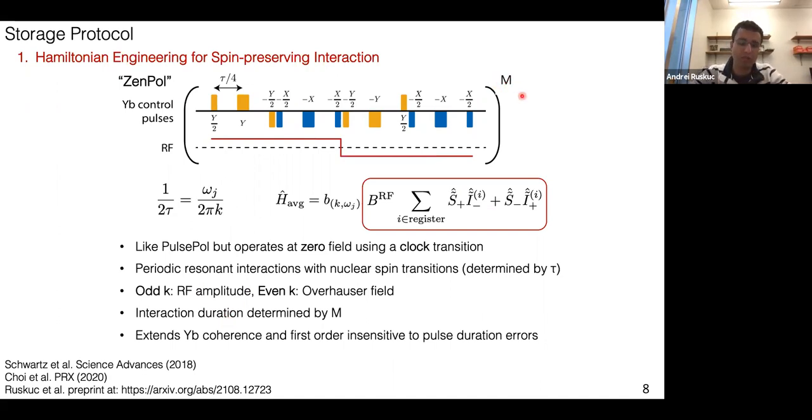And in addition to all of this, I just want to highlight that we designed the sequence to be robust against various sources of noise. So for instance, it extends the ytterbium coherence time, and it's also first order insensitive to pulse duration errors.